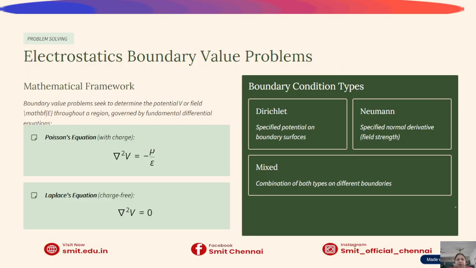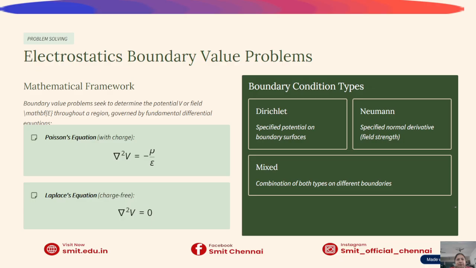In between that, we have to see the types of the boundary conditions. There are three major types of boundary conditions used while solving electrostatic problems. The first is the Dirichlet boundary condition, where the electric potential is specified on the boundary surface. The second is the Neumann boundary condition, where the normal derivative of the potential or electric field strength is specified.